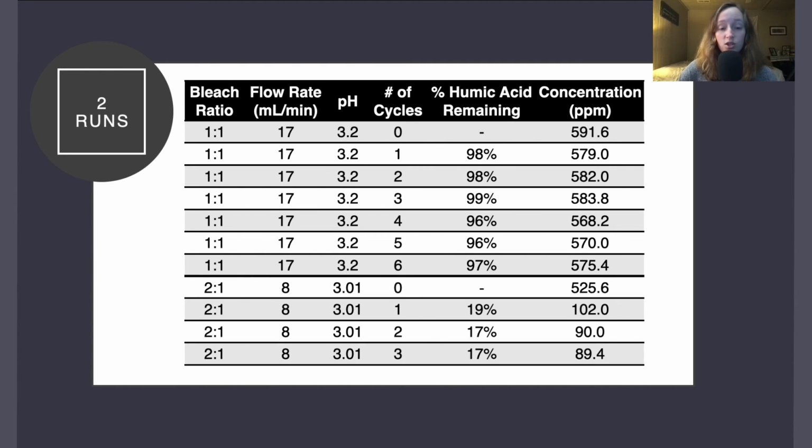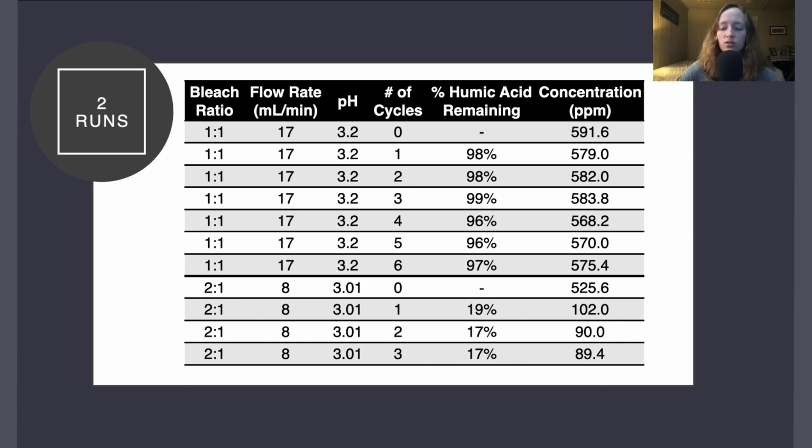So I basically did 2 runs with humic acid, a 1-to-1 bleach to humic acid ratio, and then a 2-to-1, and then a high flow rate and a low flow rate. You can see these in the table. With the 1-to-1, the top half of the table, you can see that the percent humic acid remaining is really high, almost 100%. And so I decided that that was not effective, so I doubled the bleach and lowered the flow rate as much as I could. And with that one, I actually saw about 80% destruction. You can see there's almost 20% left, which is pretty good.